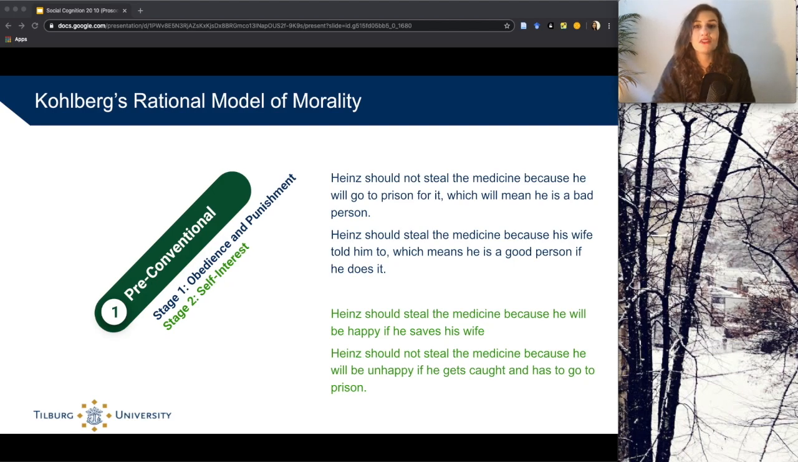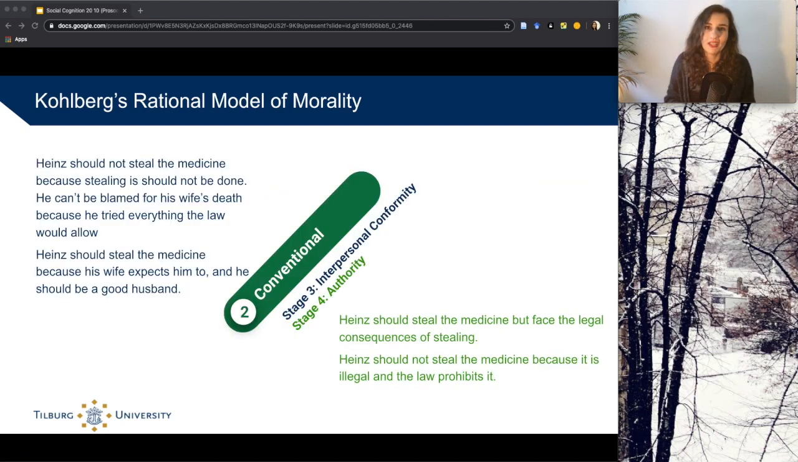Okay, so this was it with level 1, so stage 1 and 2. Let's take a look at conventional morality. Here we have stage 3, which is about interpersonal conformity, or we could also say basically good intentions as characterized by social consensus. So this is really about sticking to the social rules. And a person or a response that is characteristic of this stage 3 would, for instance, be Heinz should not steal the medicine because stealing should not be done. He can't be blamed for his wife's death because he tried everything the law would allow.